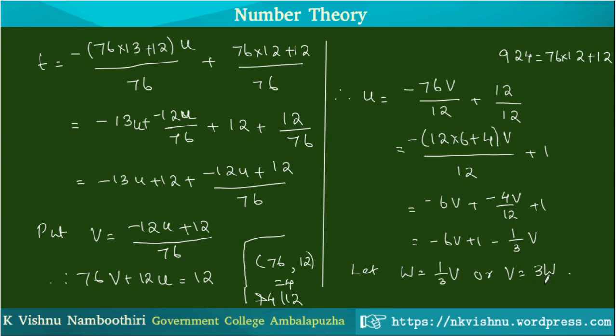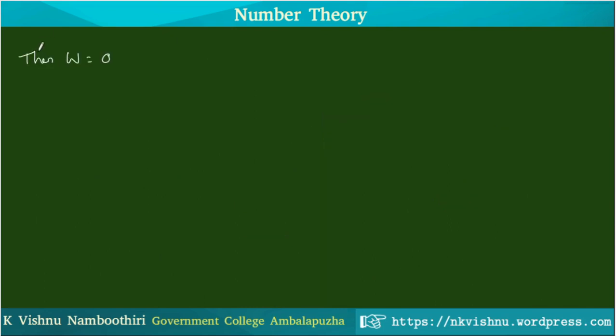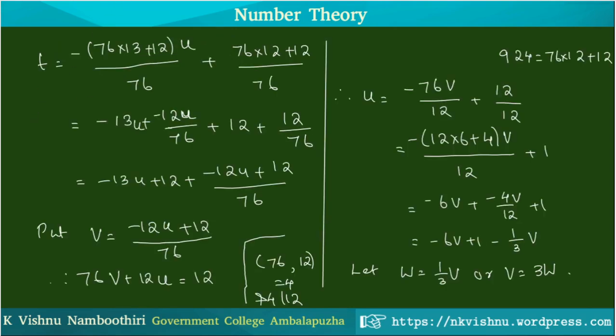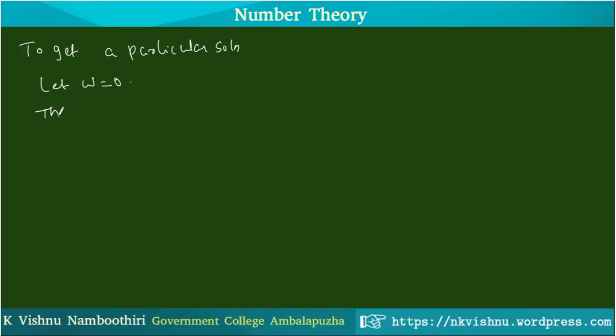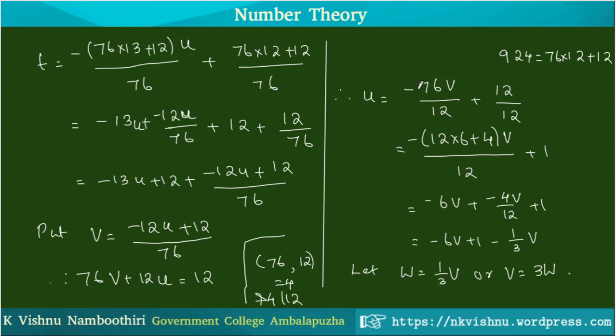So to get a particular solution we will choose some value for w which is the simplest possible. So we can choose w equal to 0 to get a particular solution. Let w equal to 0. Then what is the value of v? Then v will be equal to 3w, then v is equal to 0.